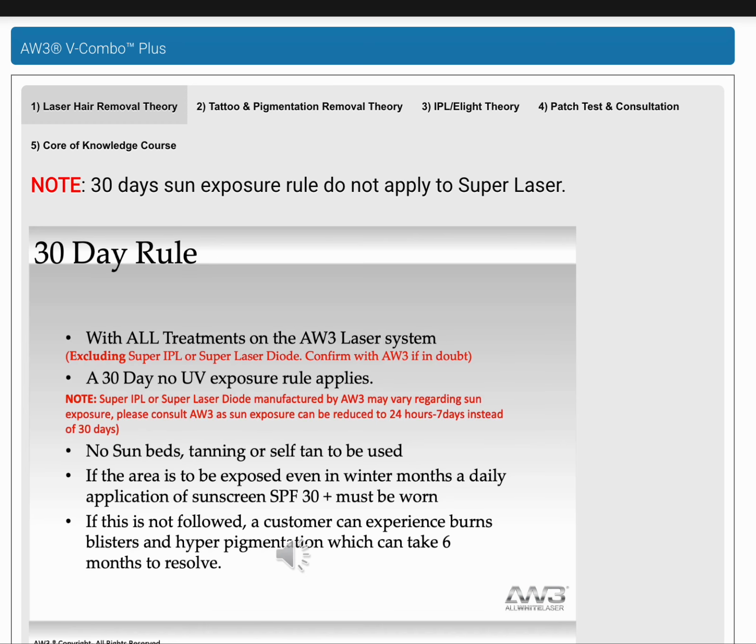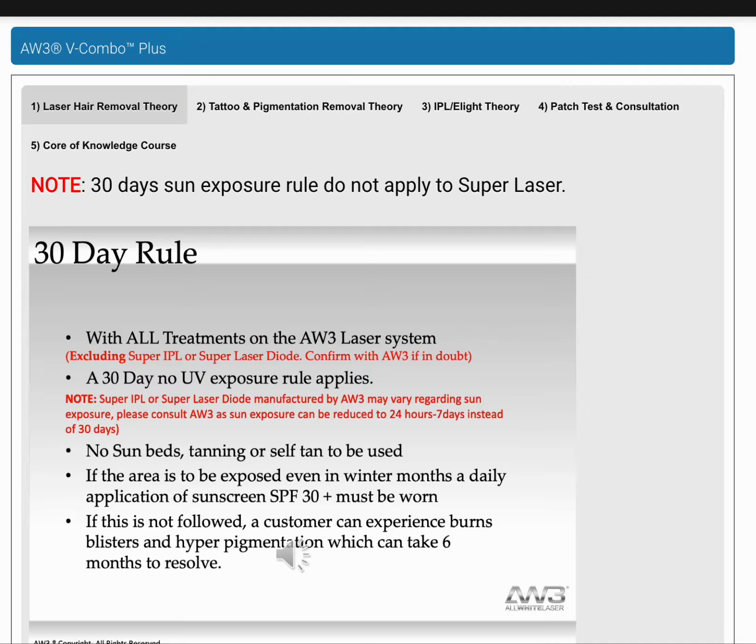With laser treatments, we have what is known as a 30-day rule. With all treatments on the AW3 laser system, which includes hair reduction, skin rejuvenation, pigmentation, acne, thread veins, and wrinkles, a 30-day no UV exposure rule applies. This means that a customer must not use sunbeds, tanning, or self-tan cream.